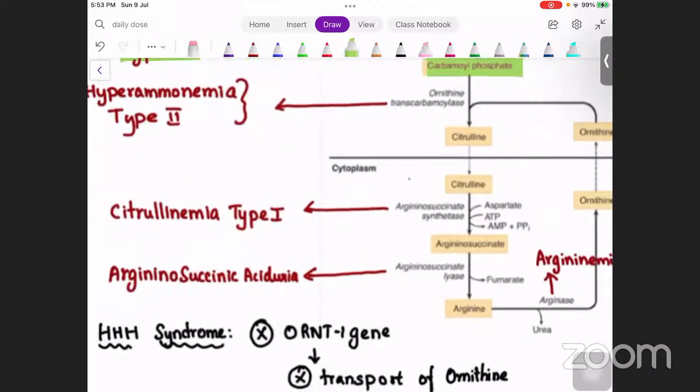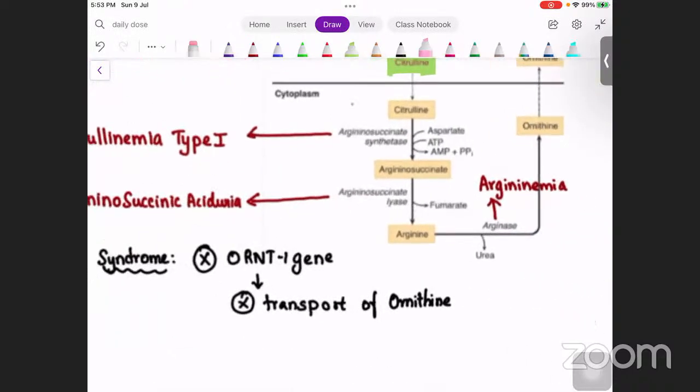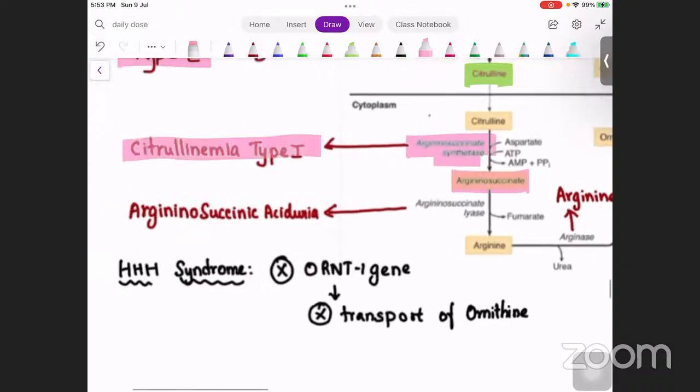While the carbamoyl phosphate will combine with ornithine and convert into citrulline, mediated by the enzyme OTC, that is ornithine transcarbamylase. Deficiency could result in hyperammonemia type 2. Then the formed citrulline will combine with aspartate and form argininosuccinate, mediated by argininosuccinate synthase. Deficiency could result in citrullinemia type 1.